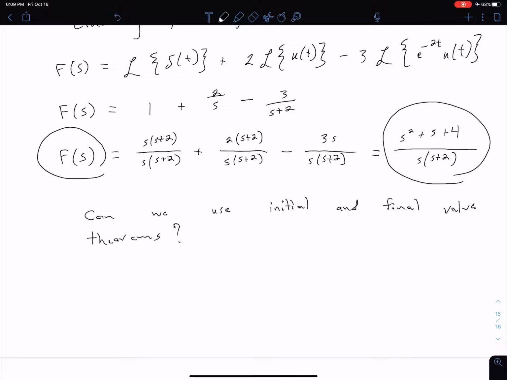And so our initial value theorem, we actually cannot use. So let's say this one is a no, and that's because of our delta function.